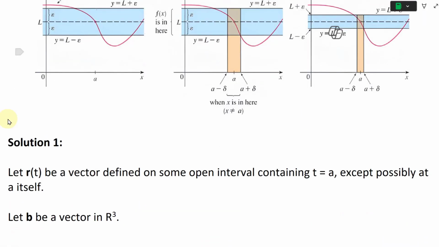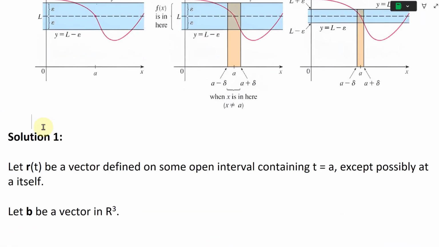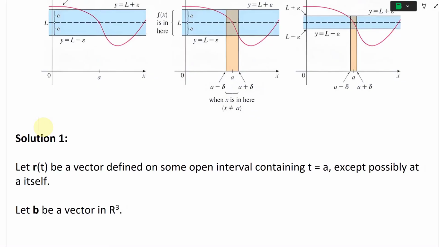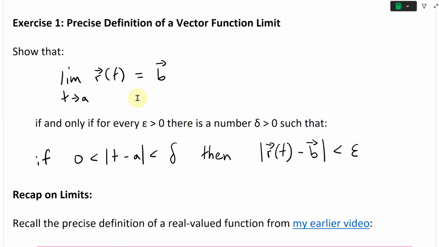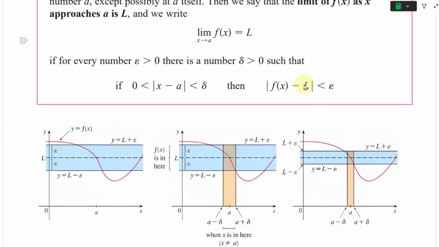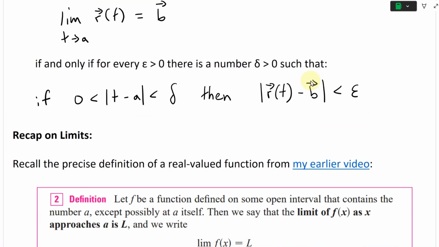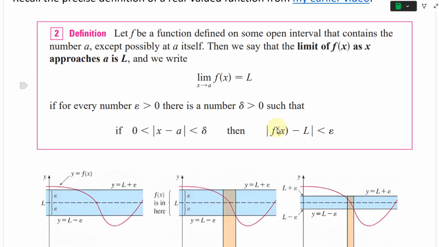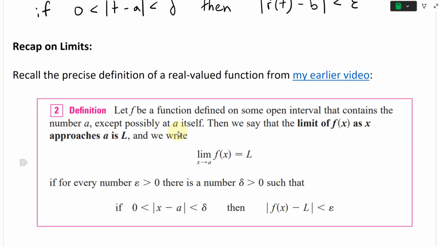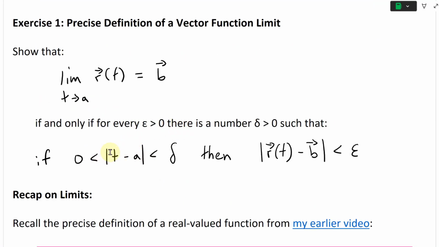All right, so I just want to recap on that. Also, for my own sake, it's been a while since I covered the precise definition of limits. So now let's take a look at solution 1. We're going to do this for vector functions, and instead of dealing with limit L, a real number, the limit B is going to be a vector, and instead of a function, this is a vector function. And instead of x minus a, we have t minus a, where t is a parameter.